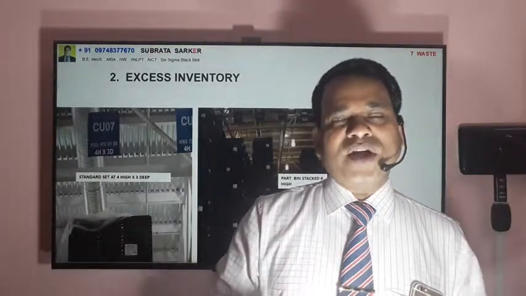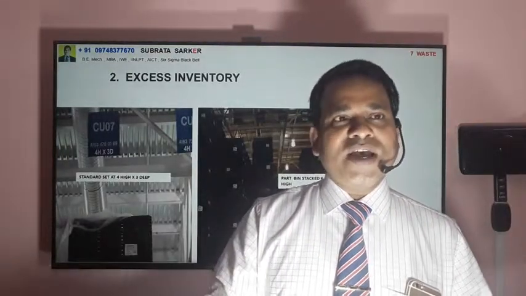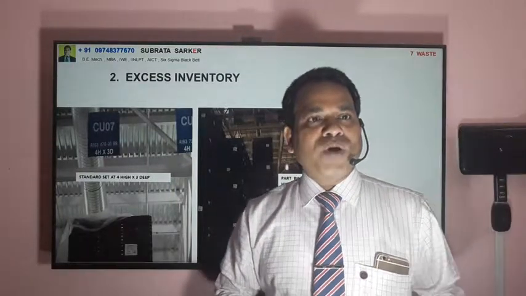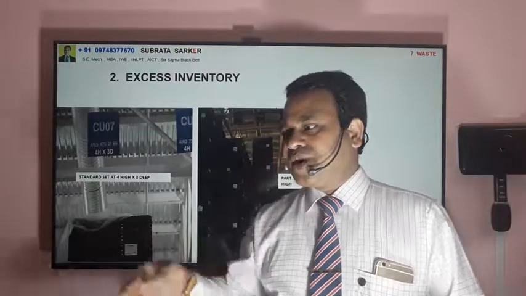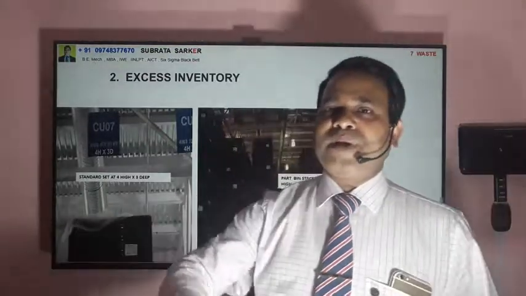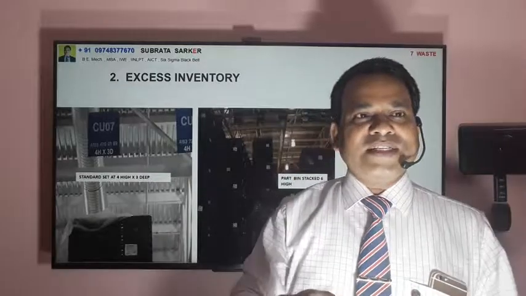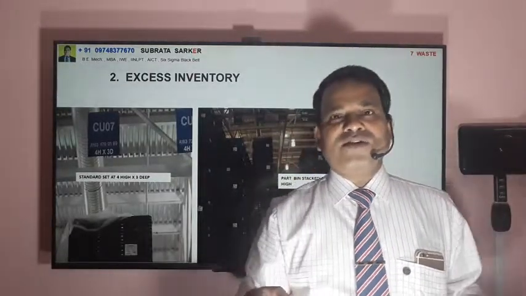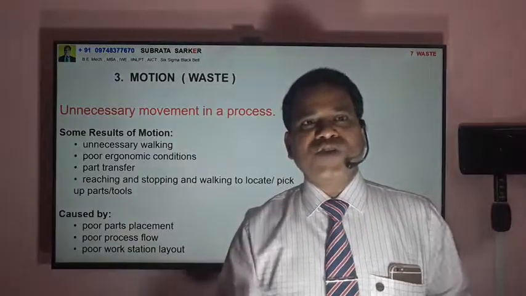This is motion. Motion is unnecessary. Motion is also a wastage actually. So it's a poor part placement. Suppose you are putting your components in the wrong places, so people need to go to the wrong places, then pick up and put it in the right places. So these are the causes actually. If the workstation layout is wrong, that can also contribute to this motion actually.